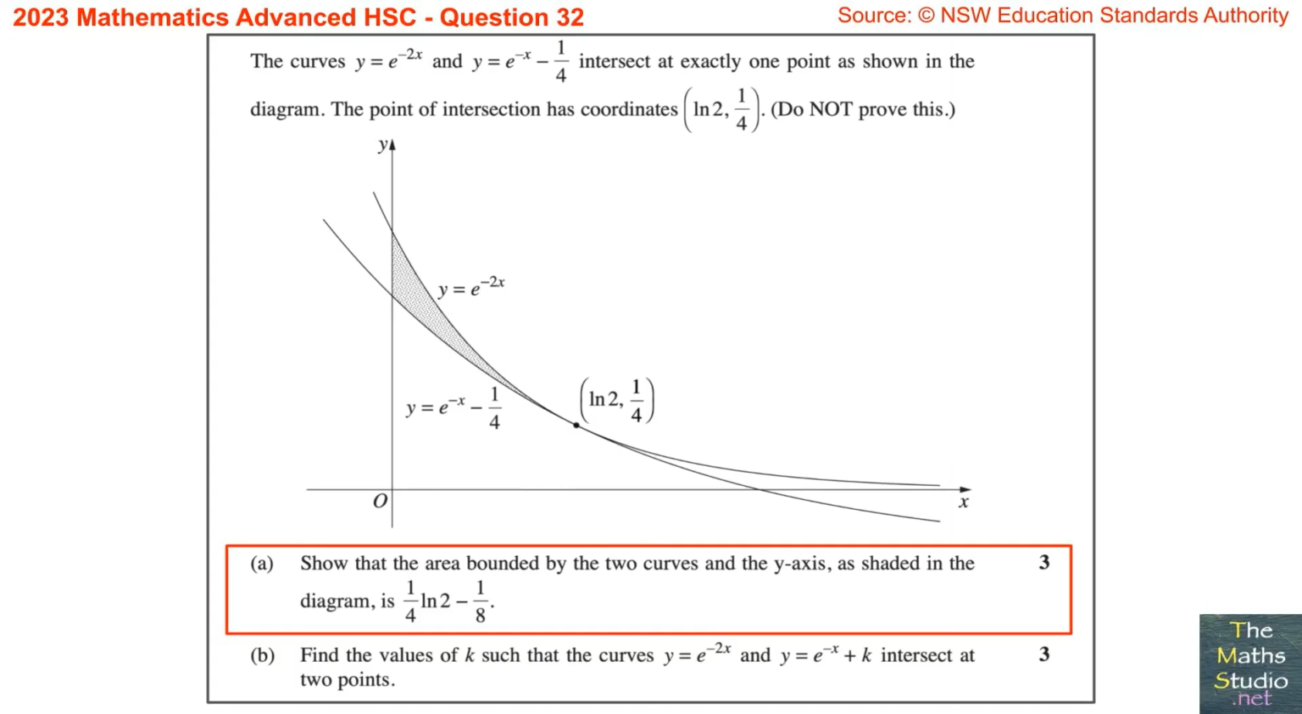Question 32. The curves y equals e to the power of negative 2x and y equals e to the power of negative x minus 1/4 intersect at exactly one point as shown in the diagram. The point of intersection has coordinates ln of 2, 1/4. Do not prove this. Part A. Show that the area bounded by the two curves and the y-axis, as shaded in the diagram, is 1/4 times ln of 2 minus 1/8.